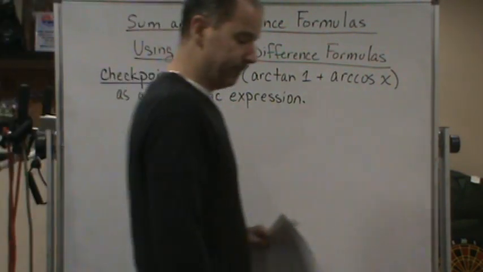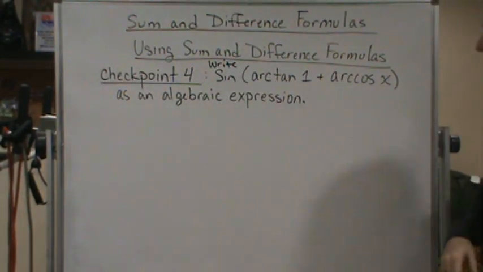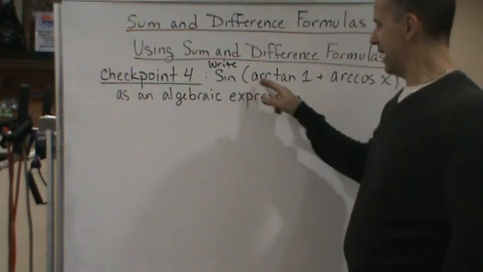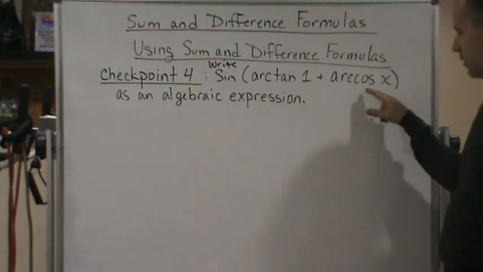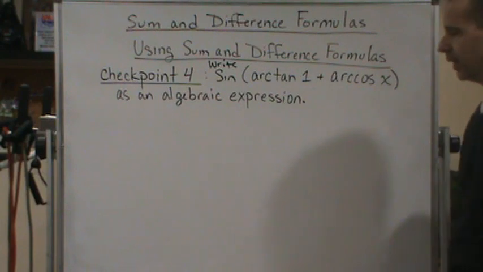All right, checkpoint 4. So you know the drill. They want you to write sine of arctangent 1 plus arc cosine x as an algebraic expression.